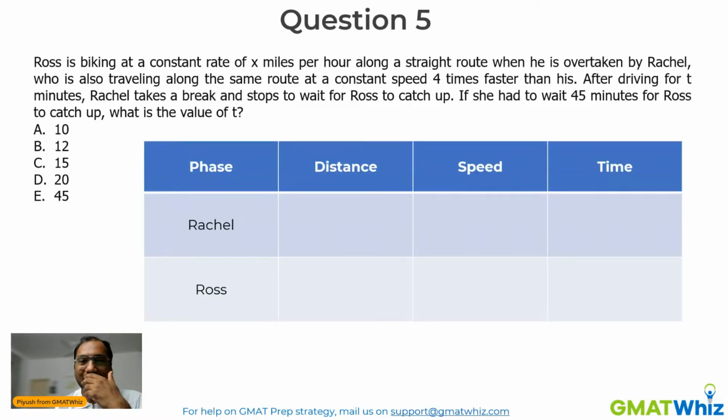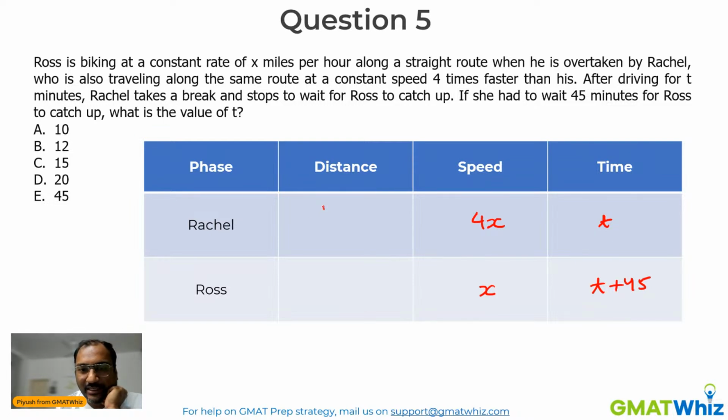So if I have to use the regular method, I know that the speed of Ross basically is x miles per hour. Okay, and I know the speed of Rachel is 4x. I know after driving for t minutes, Rachel stops. So t minutes is when Rachel is driving, and Ross drives for t plus 45 minutes. Okay, so those are the values that I know as per this question.